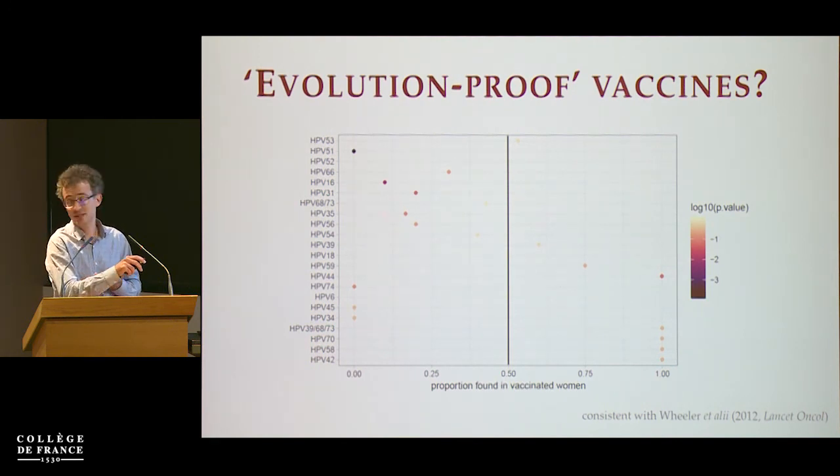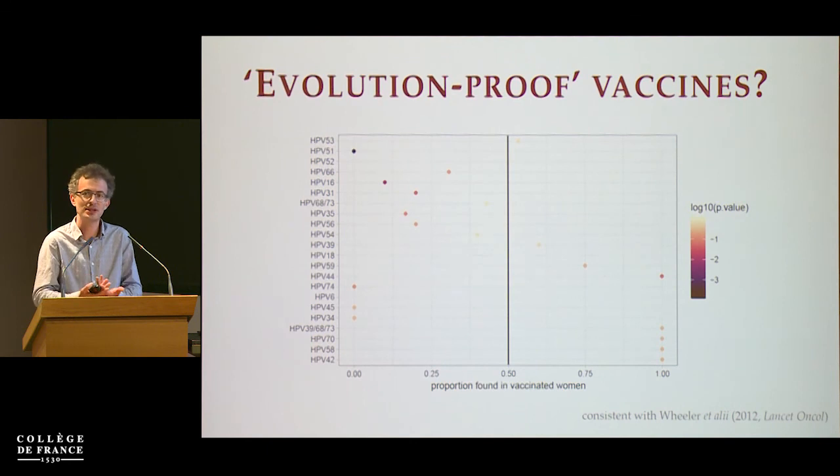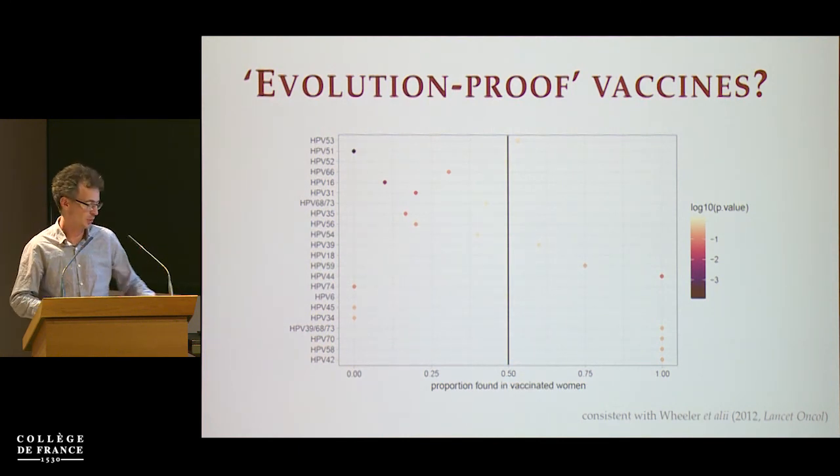You see that HPV 16 is really not found in vaccinated women, which is expected because the vaccine is targeting HPV 16. But HPV 51 is never found in vaccinated women, and this is a big surprise because it's not in the vaccine cocktail. It's consistent with earlier results, but this is just an illustration that the vaccination is acting on the diversity of HPV, and this is really evolution. When you change the frequency of genotypes you see in a population, you have evolution going on.